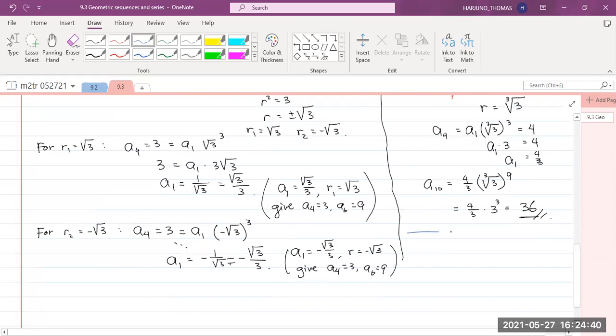Alternatively, this one is fun. Notice that we found r cubed equals 3, right? Now the thing is, from the 7th term to the 10th term, you jump 3 times. Do you notice that? From the 7th term to the 10th term, you jump 3 times. So multiply by r cubed.